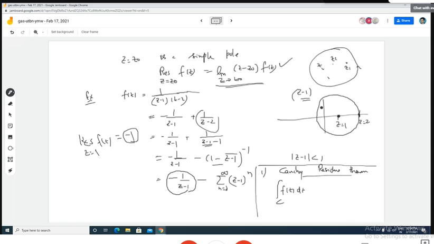Then its value is not equal to 0. Then you see that this is a very simple result, and it's a kind of theorem which is equal to 2 pi i times the residues of the function at different poles.